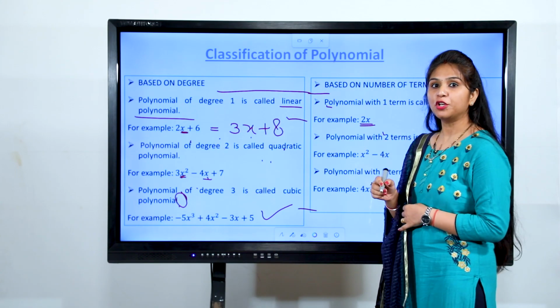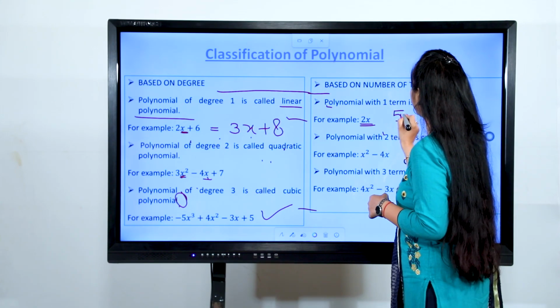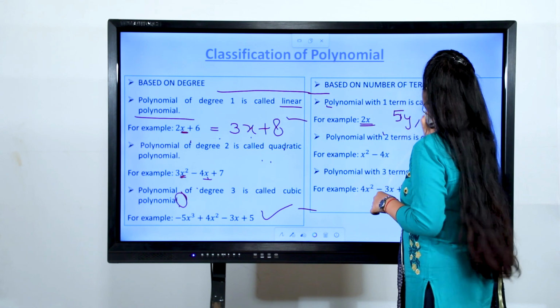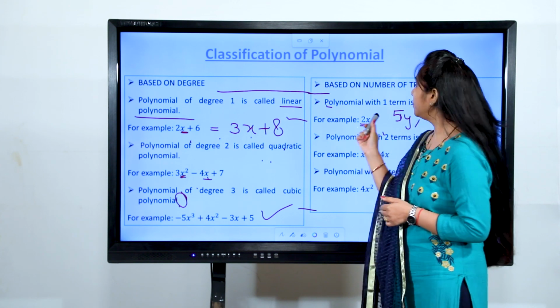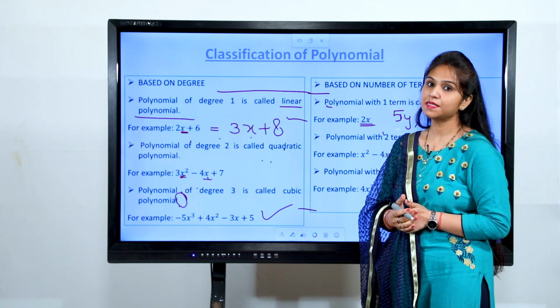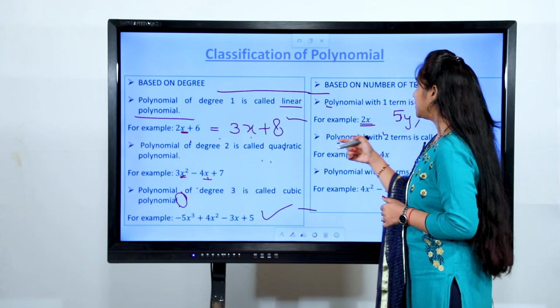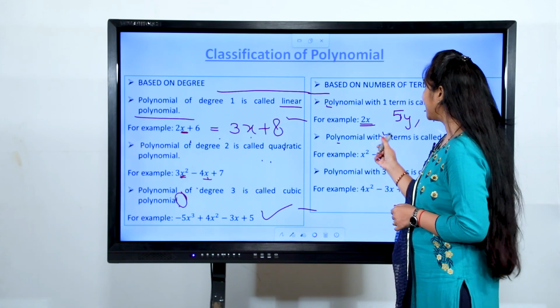Other examples of polynomials are, say, 5y. We can also write, say, 7t. These are all examples of monomials. Here we have only one term in the polynomial. The second category is said to be binomial.